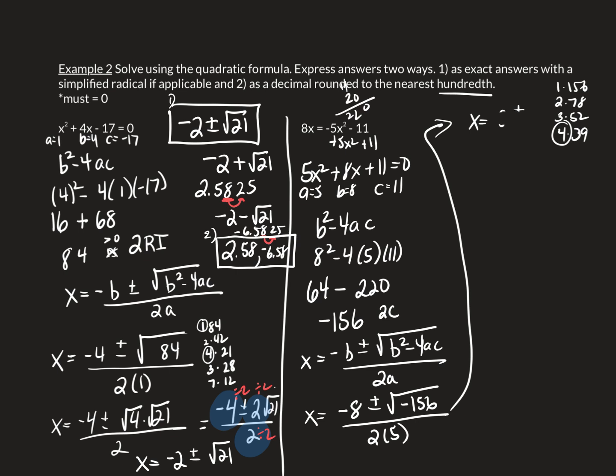I'm going to move this down. Okay, so x is going to equal negative 8 plus or minus the square root of 4 times the square root of 39. Oh, and I think I forgot my negative, yes. So times the square root of negative 1. So x all over 10.